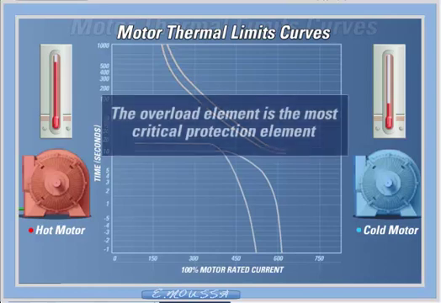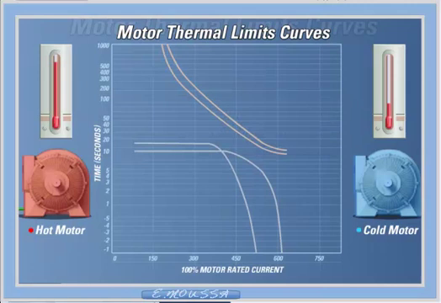The relay's overload element is the main protection element and is the most critical to motor protection. It is always active and cannot be shut off. Motor data sheets should be supplied with every motor. Part of this data should be a thermal limit or thermal damage curve, which indicates the amount of time a specific amount of current can be supplied to the motor without damaging the motor.